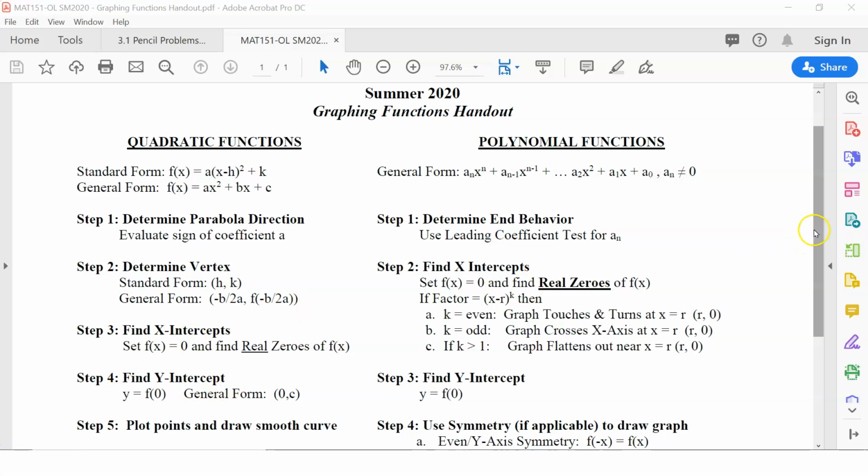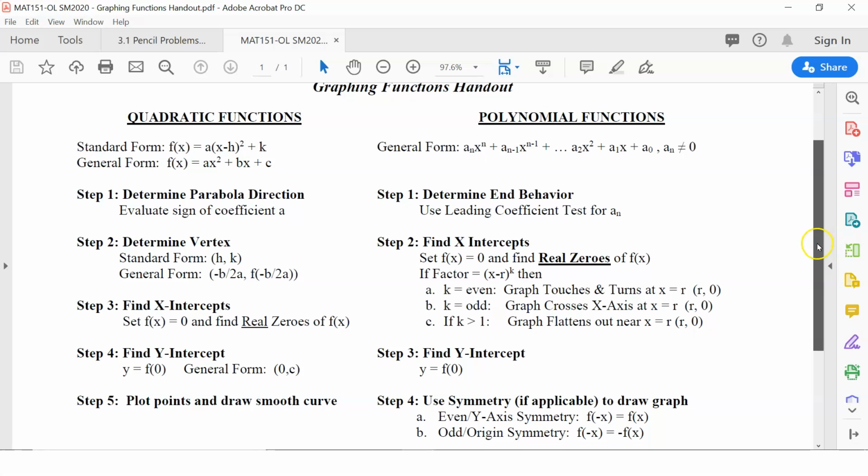We'll go through each step of this procedure one by one, identify key information from steps 1, 2, 3, and 4, and then put all that information together in step 5 to plot the points that we get and draw the smooth curve of the parabola or quadratic function.